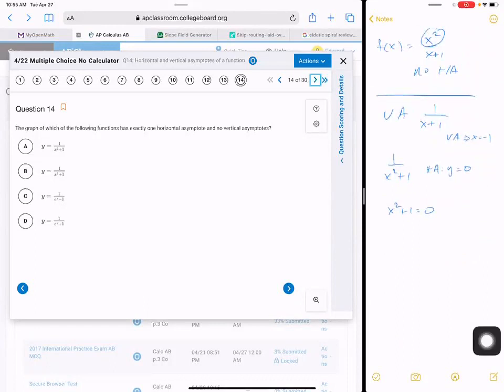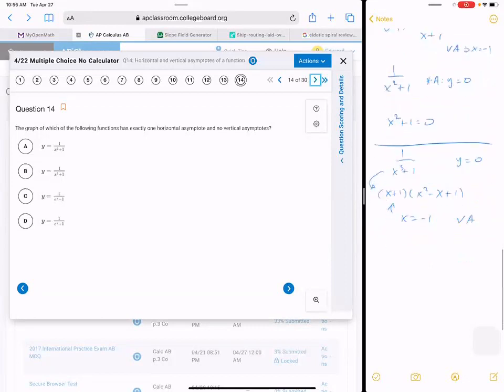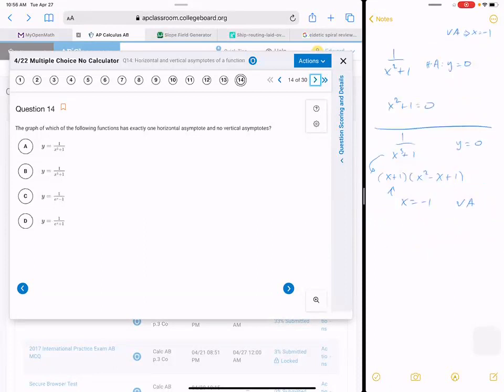But the second one, just to make sure, 1 over x cubed plus 1. Does this fit our horizontal asymptote rule? Yes. The bottom is bigger. That means we have a horizontal asymptote of y is equal to 0. Now, this is actually factorable: x plus 1, x squared minus x plus 1. That was factoring a sum of two cubes. So we do have a vertical asymptote here at x equals -1. Turns out this has a vertical asymptote, so this does not fit the criteria. The next problem is y is equal to 1 over e to the x minus 1.